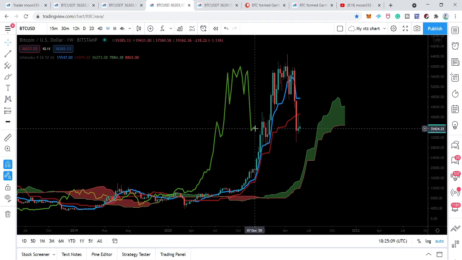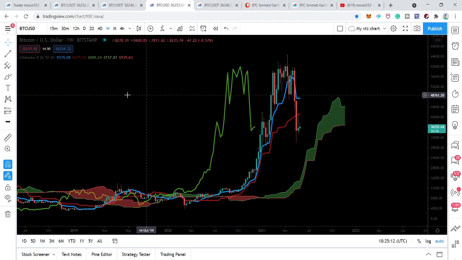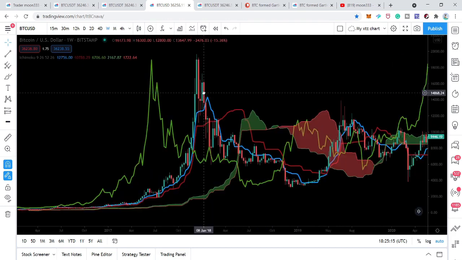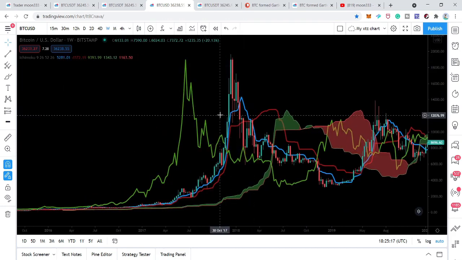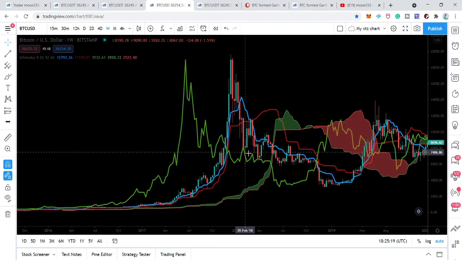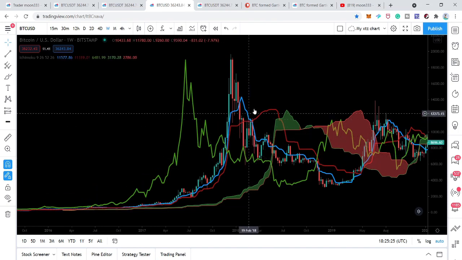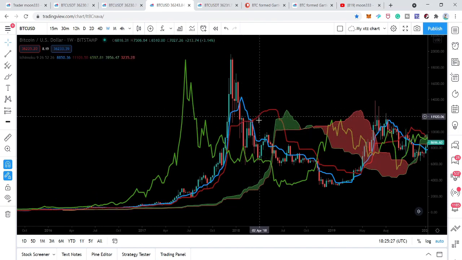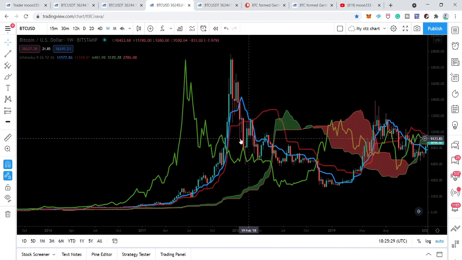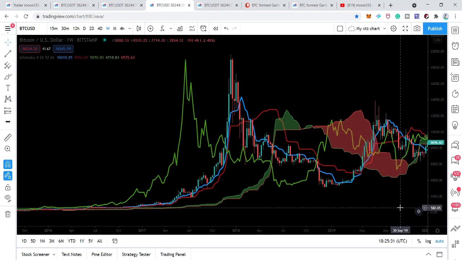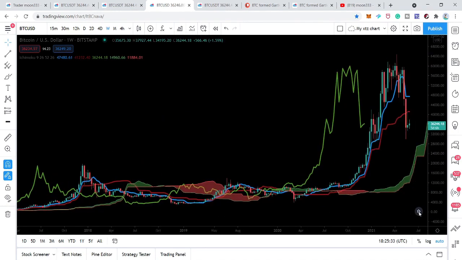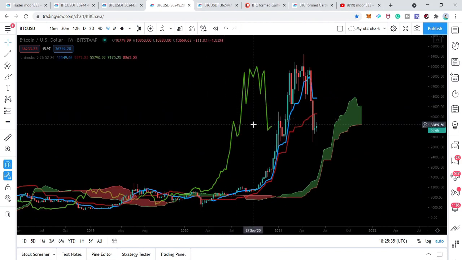And I told you that previously, whenever the bull runs ended, for example, this is the 2017 bull run, the lagging span crossed down the candlesticks, and also crossed down the cloud as well, and we also received the bear cross or death cross between the conversion line and the baseline of this Ichimoku cloud, and the bull run ended. At this time so far we did not receive those signals.